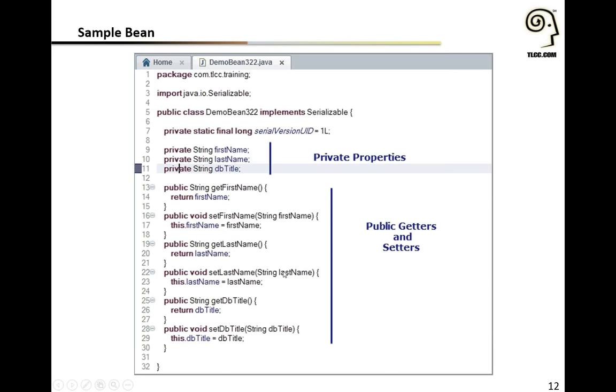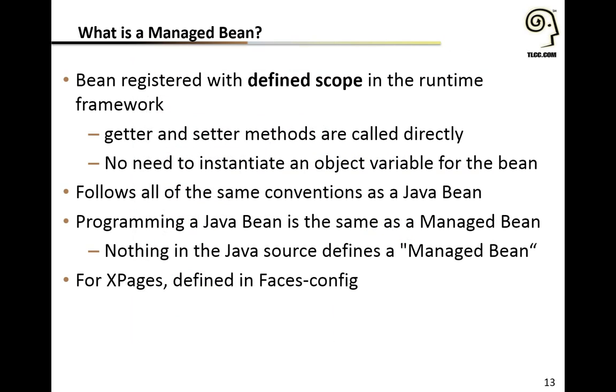So that's the public getters and setters I was talking about. These are the private properties. So that's the kind of way the bean gets laid out. So now what's a managed bean? What I just talked about was a Java bean.